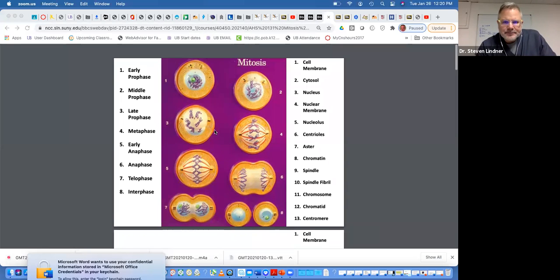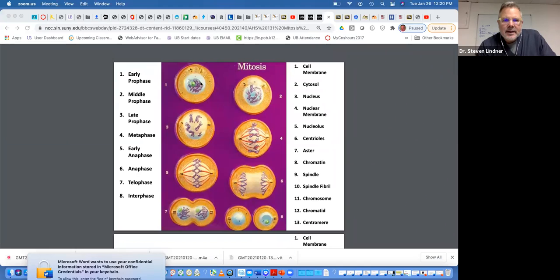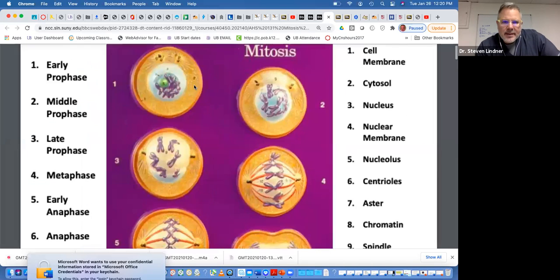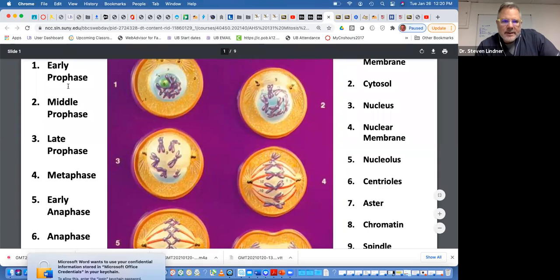Let's go back here and look at PMAT. So you have prophase, metaphase, anaphase, and telophase. PMAT, P-M-A-T. Interphase is at the very end. So here, number 1, 2, 3, 4, 5, 6, 7, 8. So they're going to go in sequential order. So numbers 1, 2, and 3, these are prophase. Number 1 is early prophase, 2 is middle prophase, and 3 is late prophase.